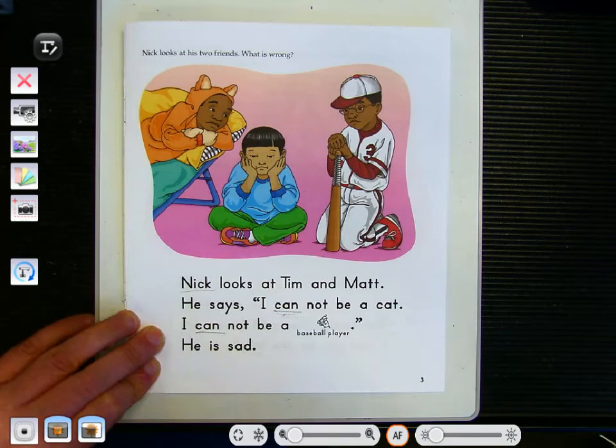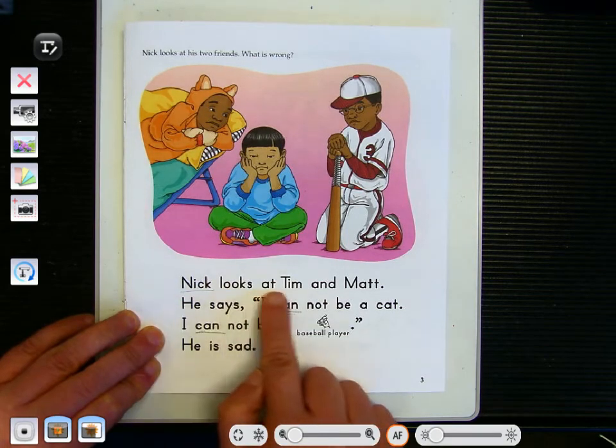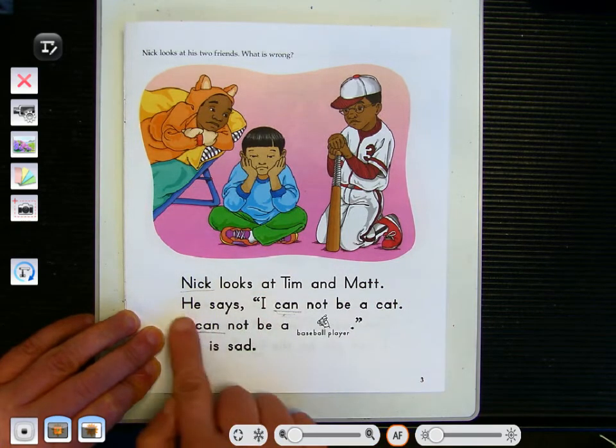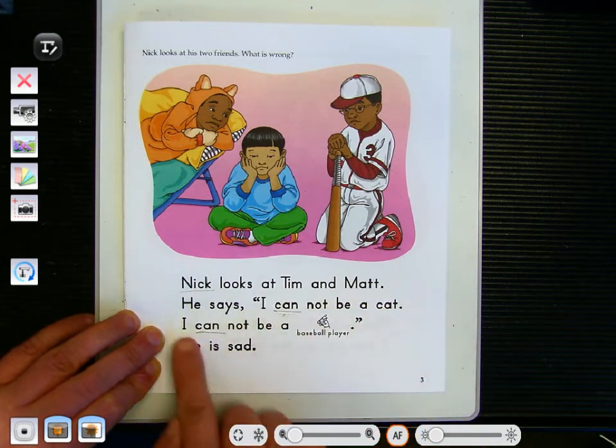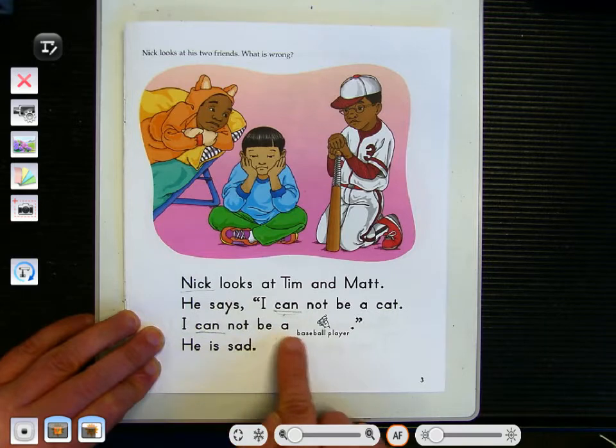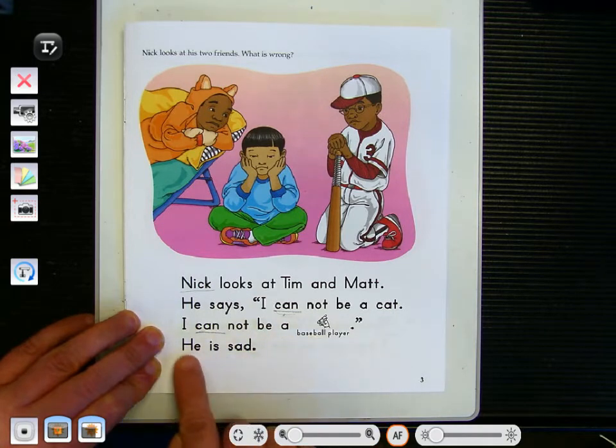Let's read it fluently. Nick looks at Tim and Matt. He says, I cannot be a cat. I cannot be a baseball player. He is sad. Your turn.